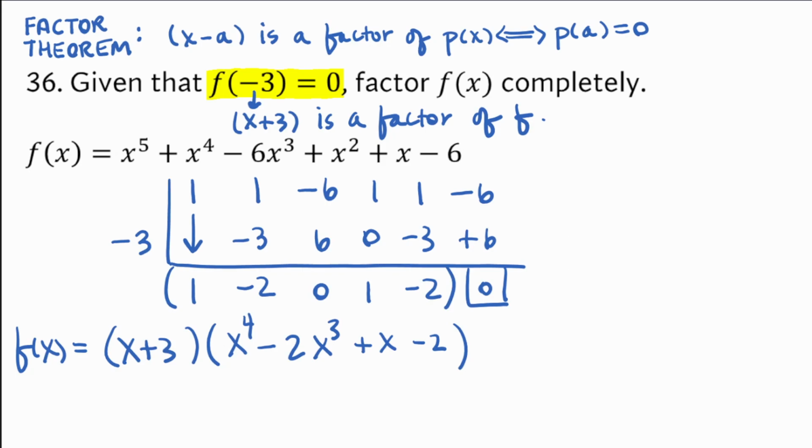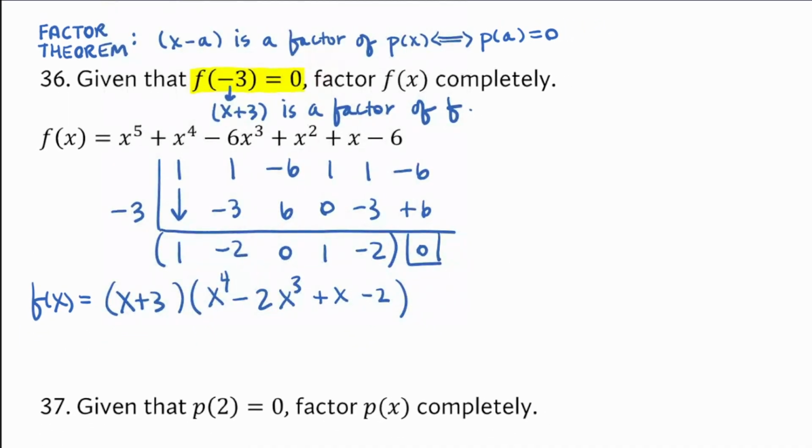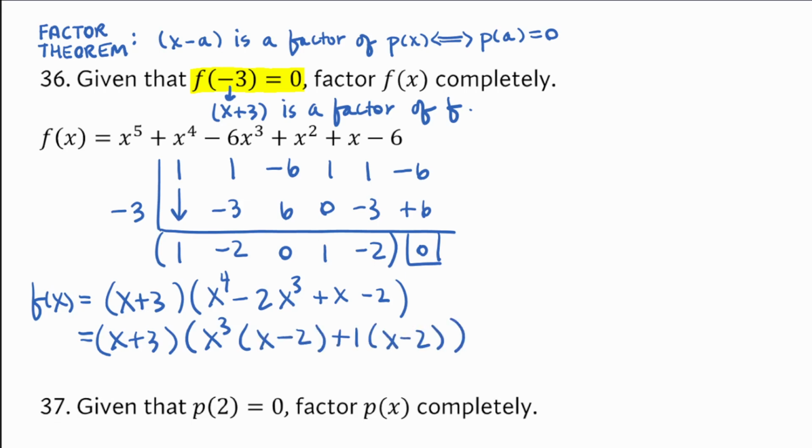Okay. Now, the second factor, it's kind of got a parallelism to it. It's got 4 terms. I'm thinking group and factor. I don't have much more room, so I'll do what I can. Okay, what can I factor out of the first 2 terms? That's x to the 3. I'll be left with an x minus 2. And then plus 1 times x minus 2. All right, and then when I factor out the x minus 2, I'm left with x to the 3 plus 1, which is a sum of 2 cubes. I'll need to factor that.